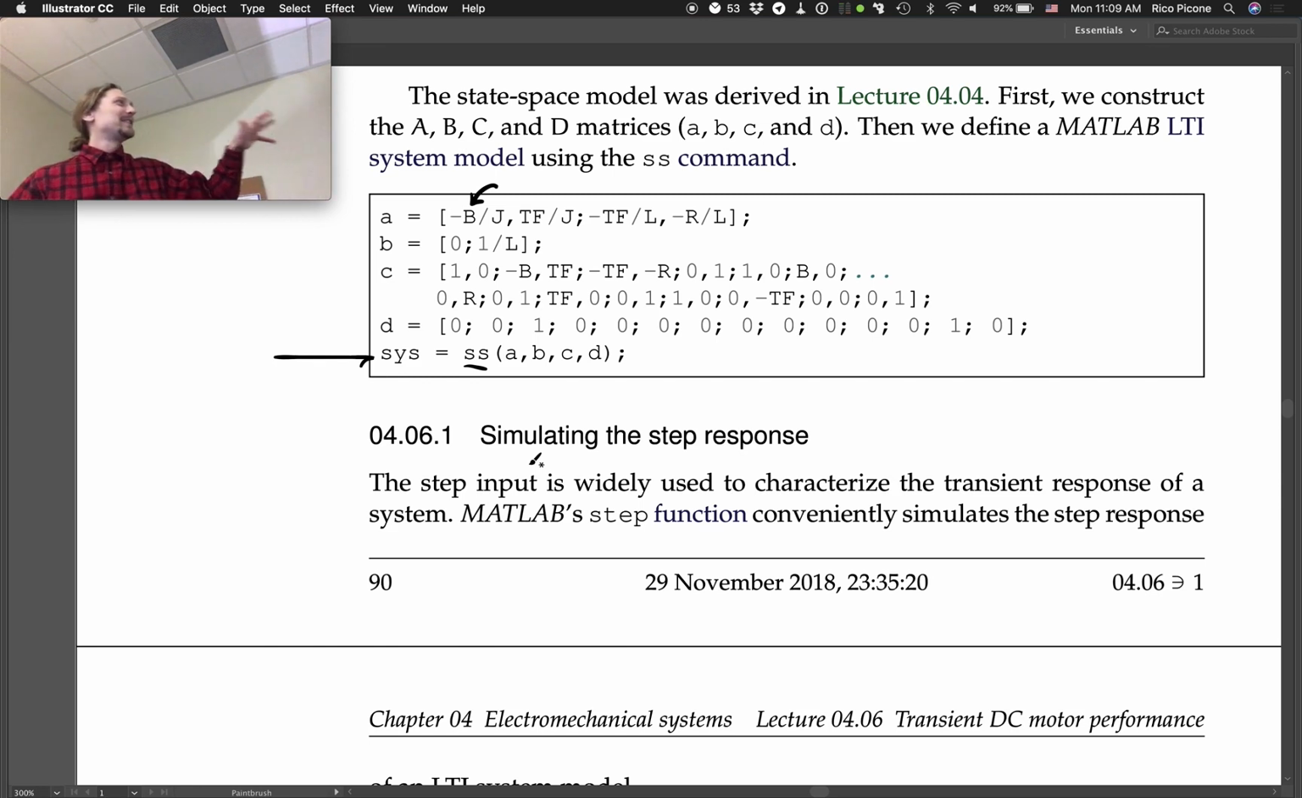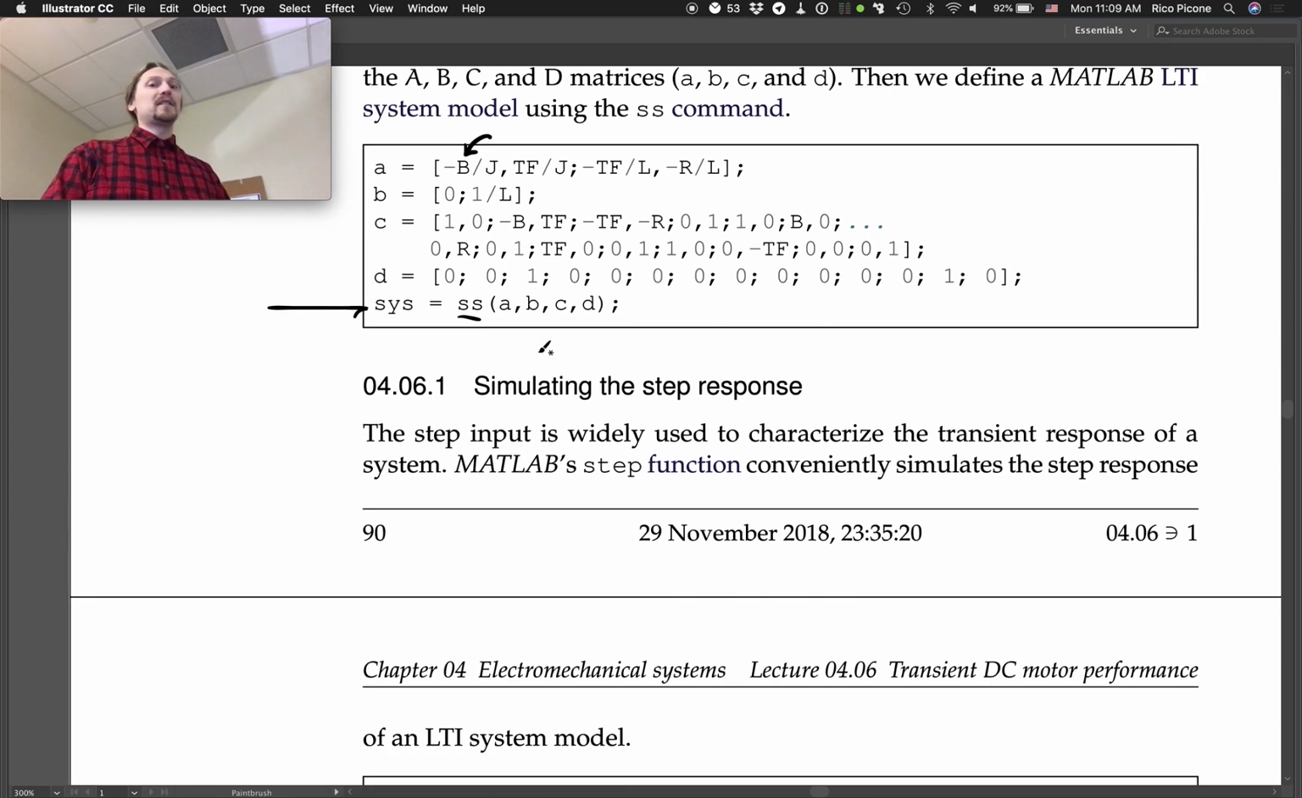So SS is state space, and what it does is take the A, B, C, and D matrices and form this MATLAB object called a linear time invariant model, an LTI model. You can do a lot of cool stuff with an LTI model in MATLAB. One of the things you can do is simulate with that model, and that's what we're going to do. There are a whole lot of options, and we'll explore some of those next semester. We'll encounter them, and they're pretty fun.